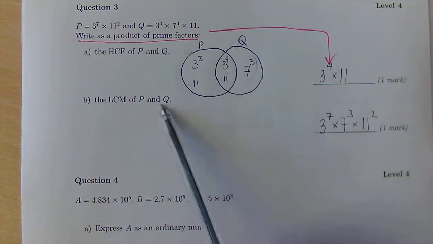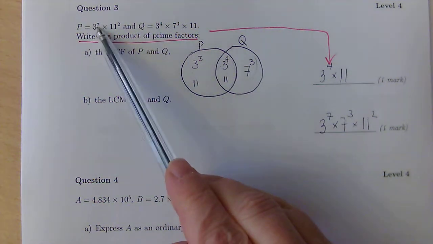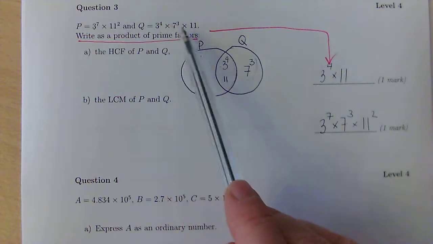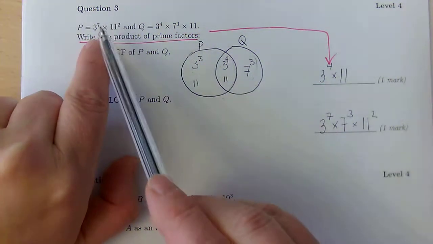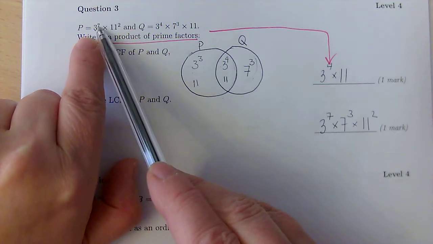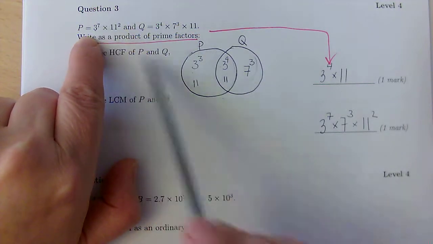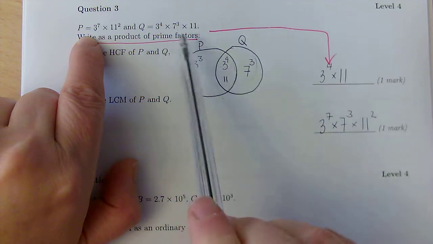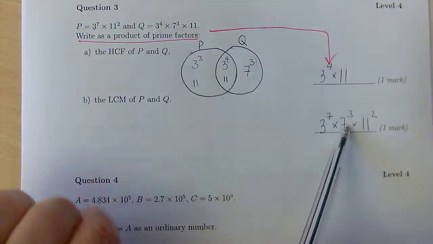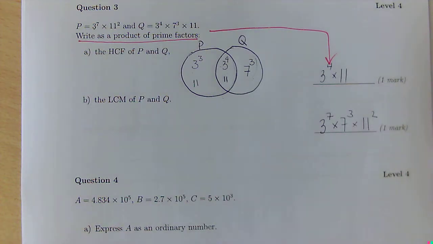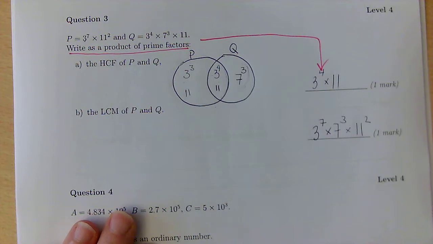And for the LCM of P and Q, simply pick up the highest powers of everything, plus include all numbers that were not counted before, for example 7 to the power of 3. So 3 to the power of 7, 3 to the power of 4, you take the maximum one, 3 to the power of 7. Then you take 7 to the power of 3, and then you take the maximum 11 to the power of 2. The question is done. Alright? So hopefully next time you will do better with such questions.